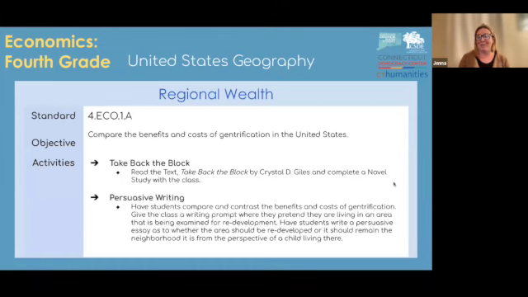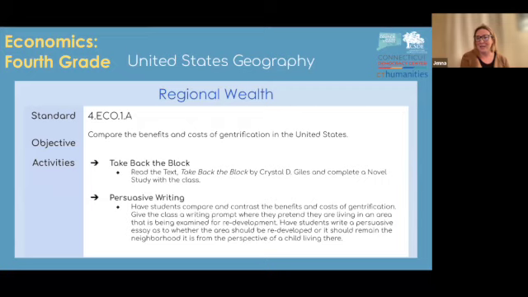The next one is a novel study. We haven't done these before. So the novel study is Take Back the Block. It is a wonderful text by Crystal D. Giles, and you can do a complete novel study with the class and really deep dive into the understanding of that character and the impact that it is having on the character and the characters within the greater story.